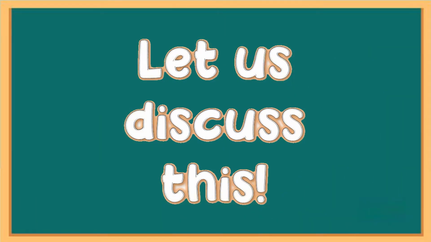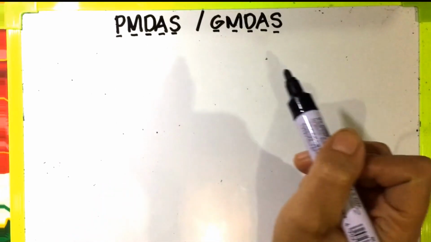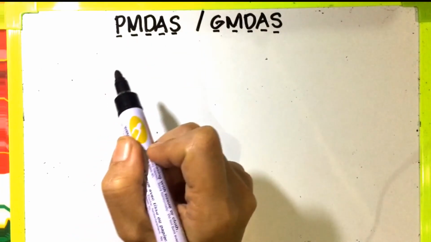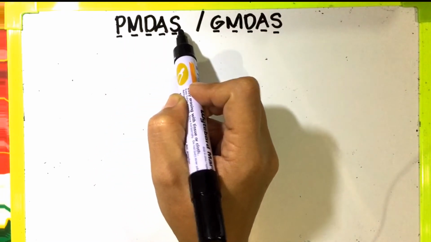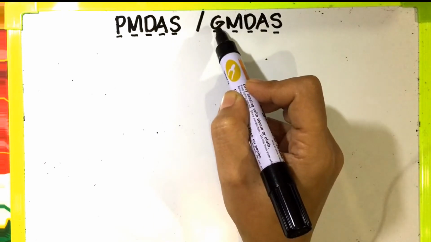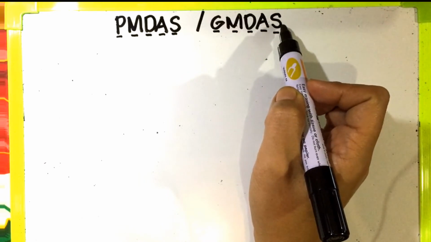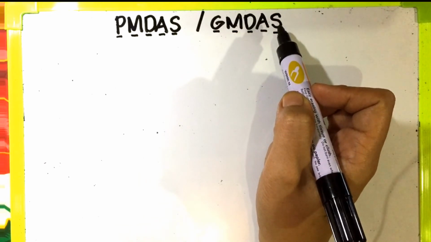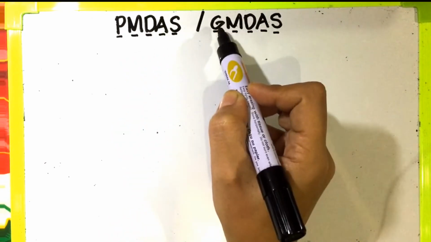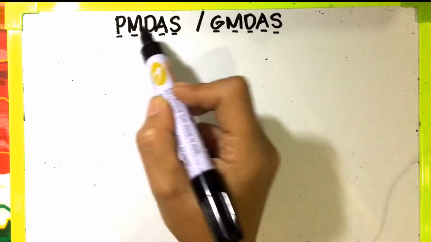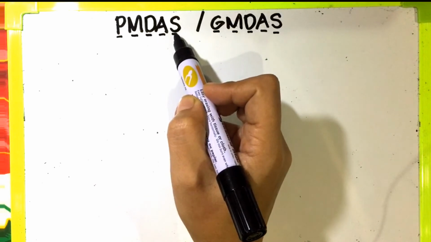Let us discuss this. We will discuss the PEMDAS or the GEMDAS. So PEMDAS means parenthesis, multiplication, division, addition, subtraction. GEMDAS means grouping, multiplication, division, addition, subtraction. So, when solving an equation or an expression, we will start with the ones inside the parentheses or the grouping symbols, followed by multiplication and division, and addition and subtraction.